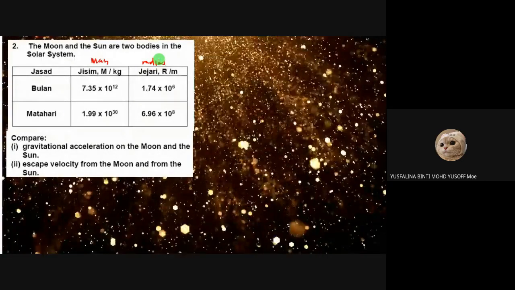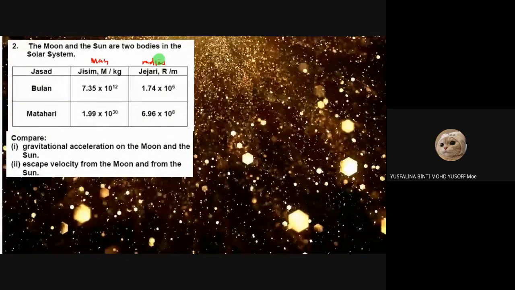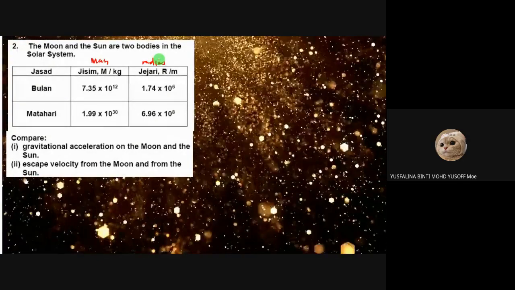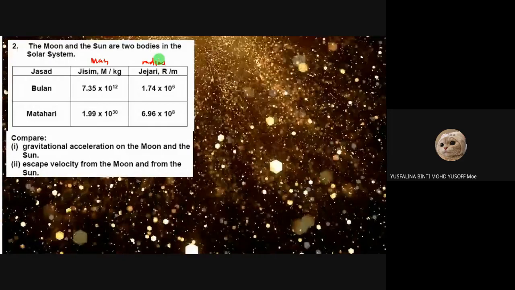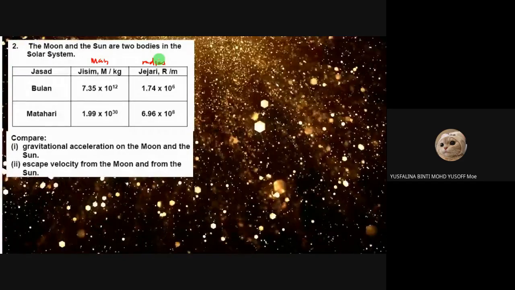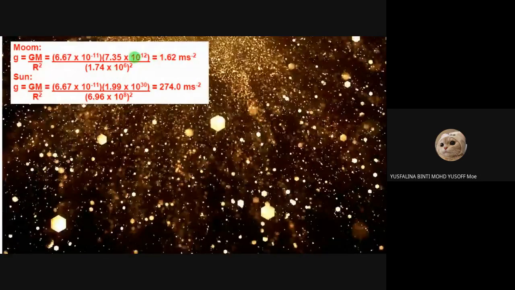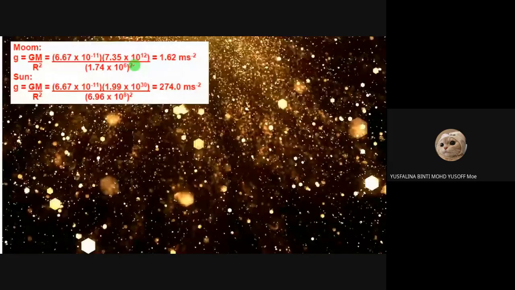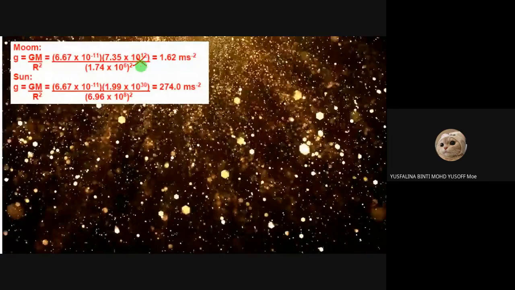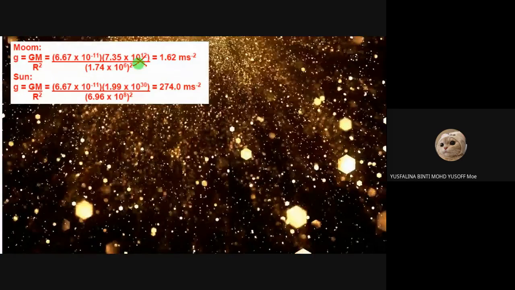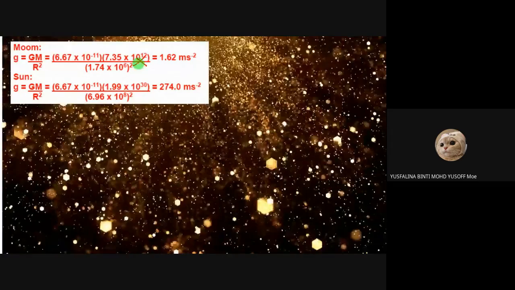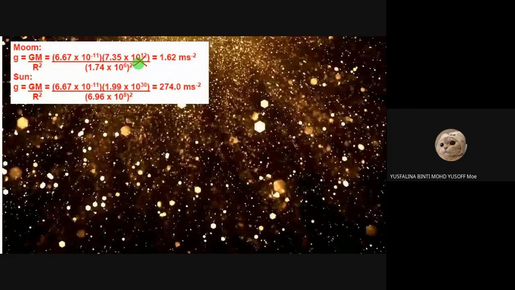Others, maybe negative 11. Right. Okay, let's see whether it's correct or not. This one is wrong actually. Don't use this one. I think I got 2 point something. I remember I just calculated 0.2 something like that. Oh, no, that one is for escape velocity. Sorry.